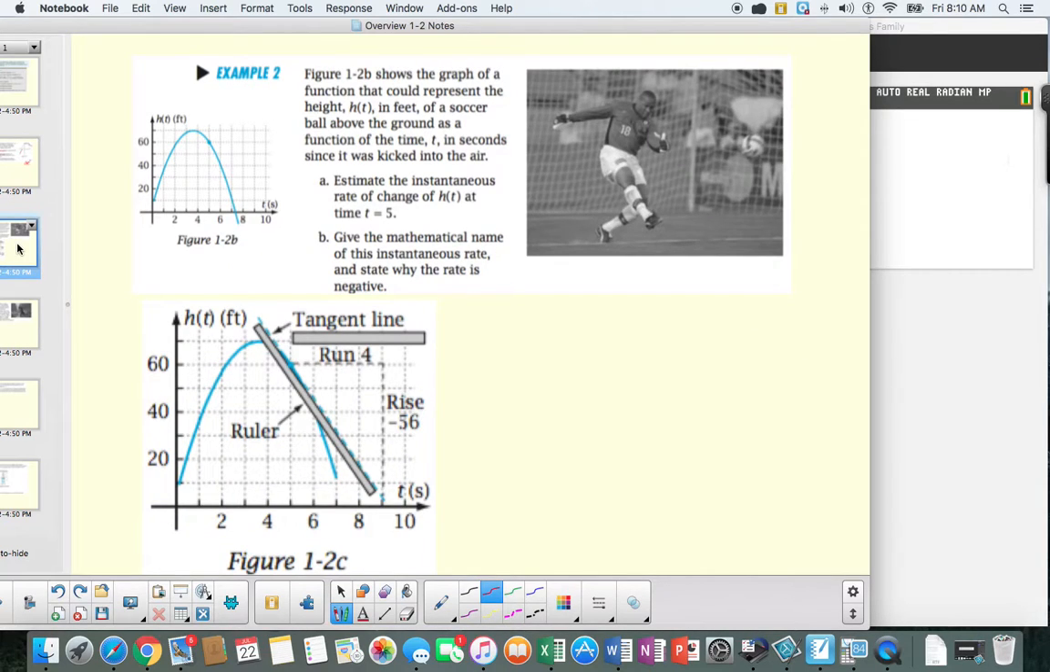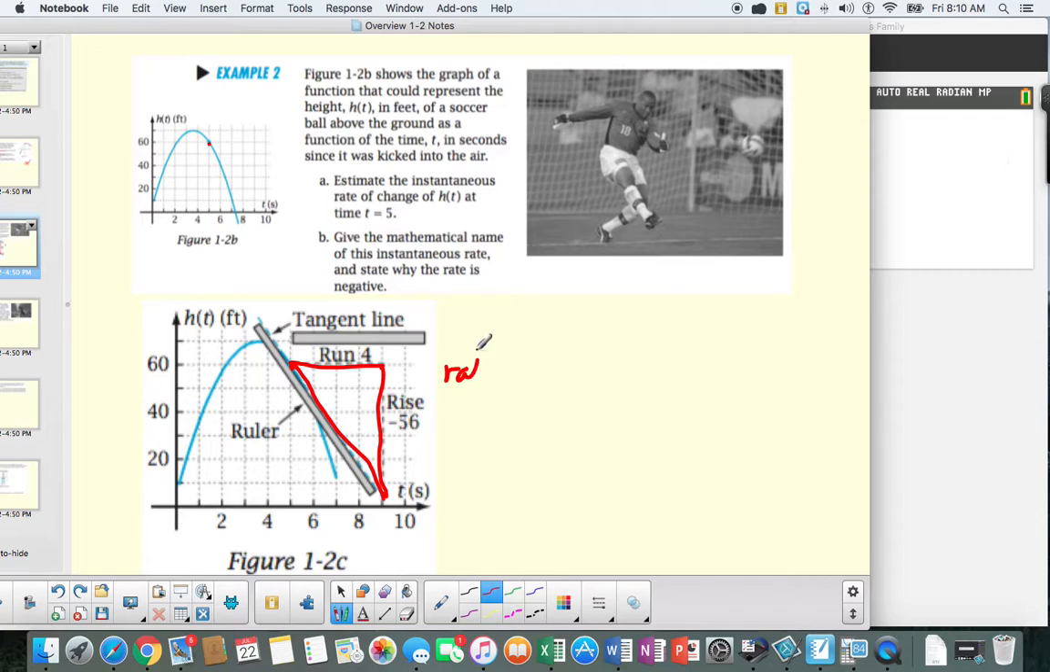Here's another graph where we're going to estimate the instantaneous rate of change at t equal to 5. And I blew up the figure over here at 5. Take a ruler and draw a tangent line that intersects the curve only at that point. Find another point on the line that you can read. And then with those 2 points, find the rise and the run.